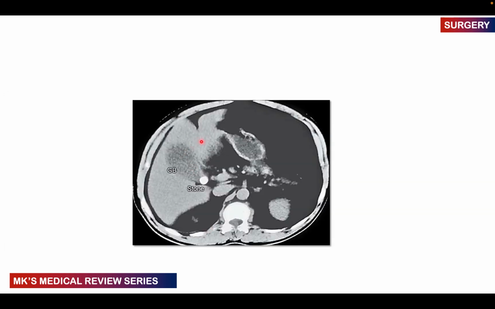Again, here is a scan. This must be a CT scan. As you can see here, you have your gallbladder over there, and here you have your stone that is there, most likely in the cystic duct.